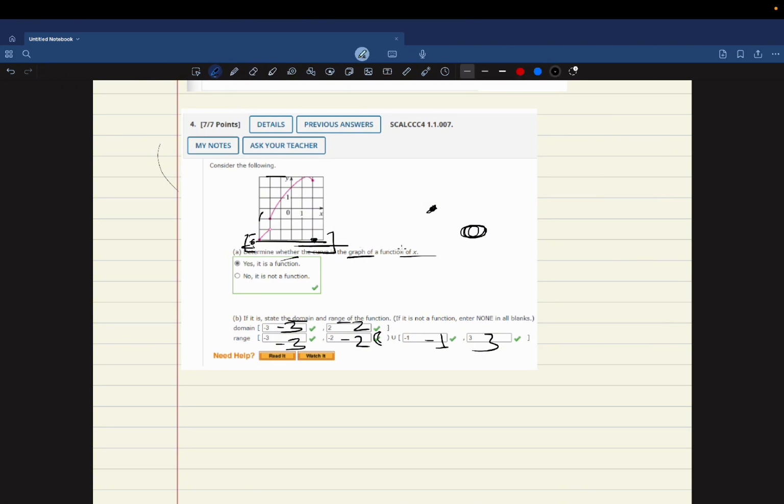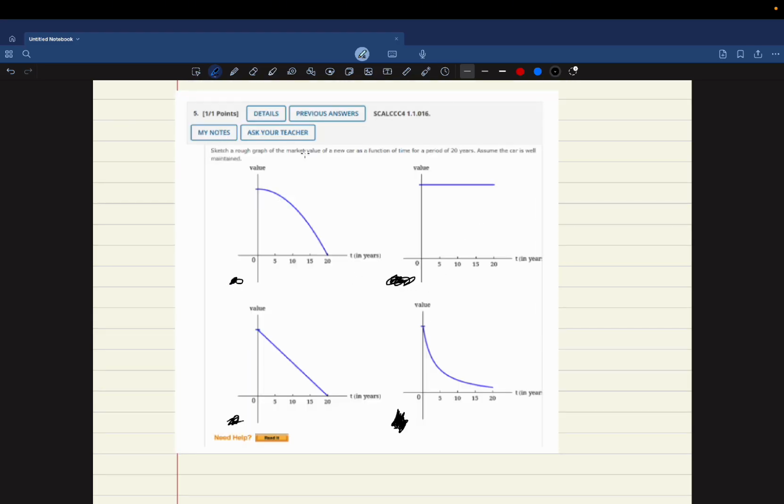If you have any confusion, you can either rewind and watch it again, or you can comment down below. I'll move to question number 5. Okay, so this is an interesting one. I'm sorry it is quite blurry, but I'll read through everything.